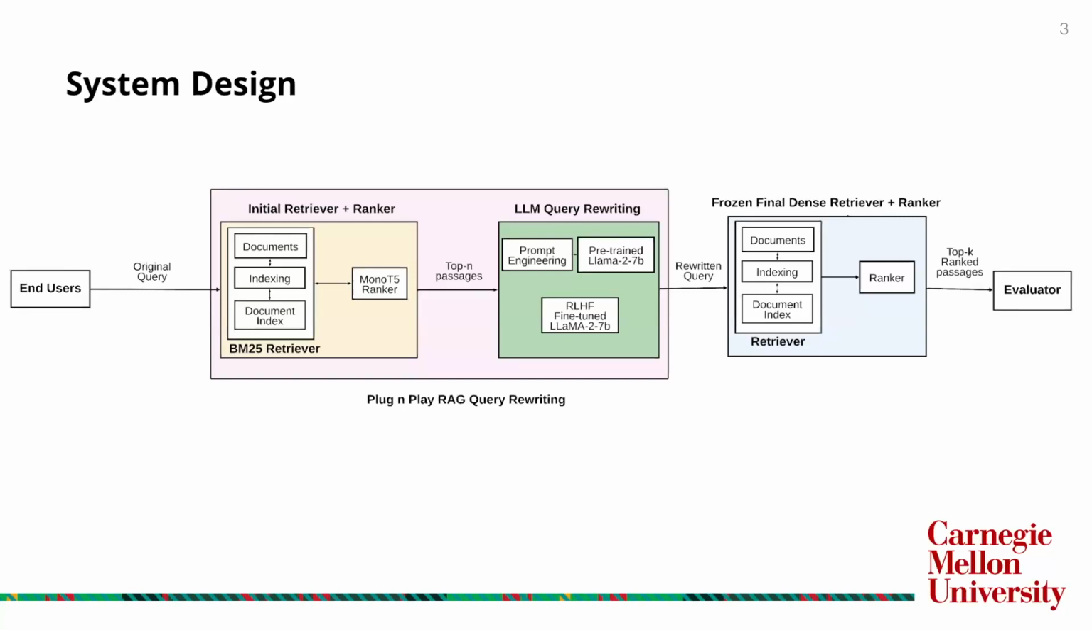As for the rewriting pipeline, we have proposed two methods. The first method, we use a pre-trained Llama 2.7b model along with prompt engineering to do the rewriting. And for the second approach, we're using Llama 2.7b, but it's fine-tuned with our self-generated RLHF dataset. Once we get the rewritten query, we pass it into our final dense retriever and the ranker to get the final result, which are the top K ranked passages for our evaluation.